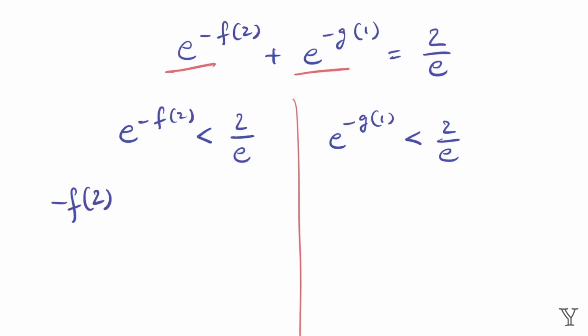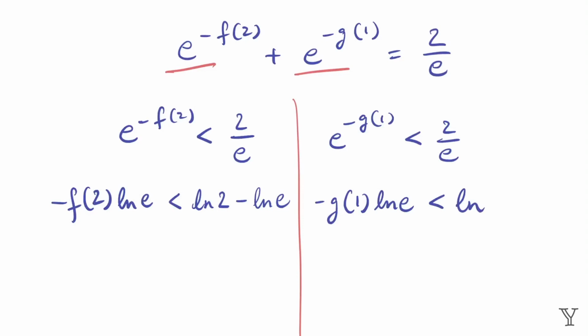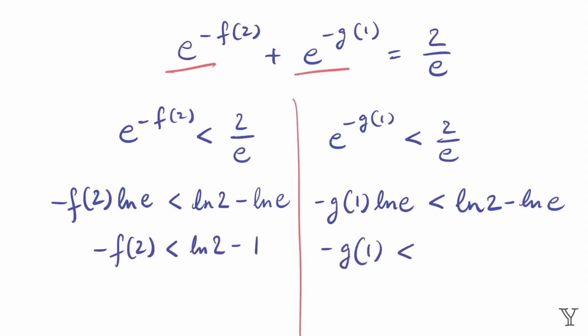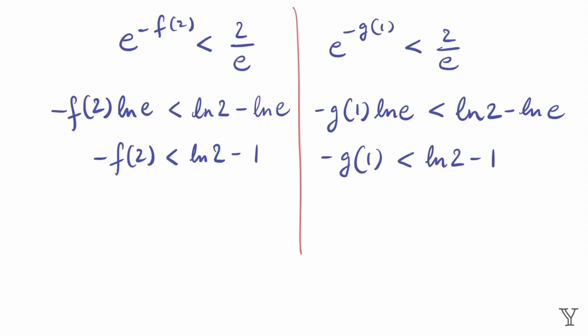So taking the log of both sides, we get negative f of 2 log e is less than log 2 minus log e. Likewise, the other inequality gives us negative g of 1 log e is less than log 2 minus log e. Replacing log e with 1, we get the simplified equation minus f of 2 is less than log 2 minus 1, and minus g of 1 is less than log 2 minus 1. Okay, looks like we've arrived at something that looks just like the answer options. The only thing left to do is to move the negative sign from the left hand side to the right hand side and therefore flip the direction of the inequality.